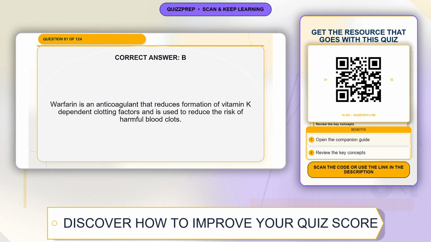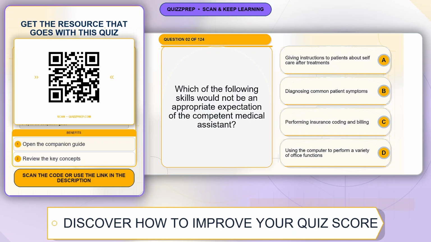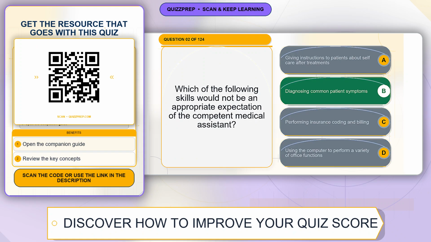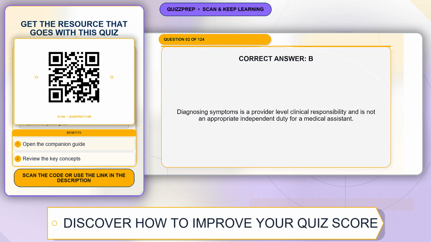of harmful blood clots. Question 2. Which of the following skills would not be an appropriate expectation of the competent medical assistant? Option A, giving instructions to patients about self-care after treatments. Option B, diagnosing common patient symptoms. Option C, performing insurance coding and billing. Option D, using the computer to perform a variety of office functions. The correct answer is option B, diagnosing common patient symptoms. Explanation. Diagnosing symptoms is a provider-level clinical responsibility and is not an appropriate independent duty for a medical assistant.